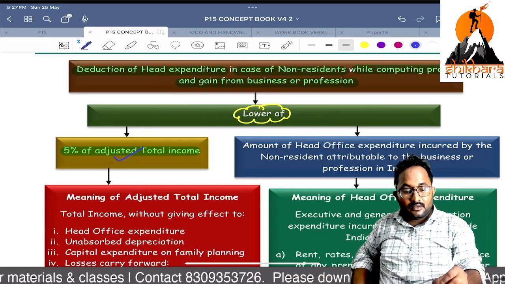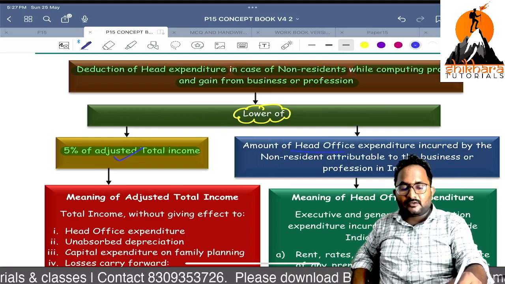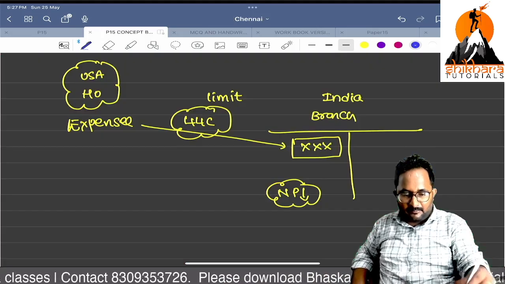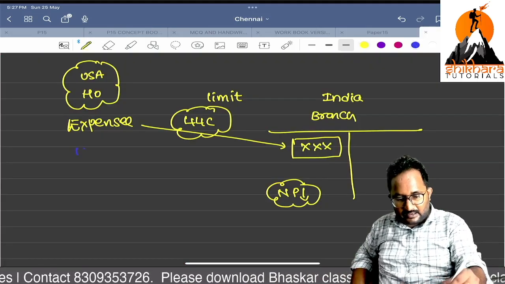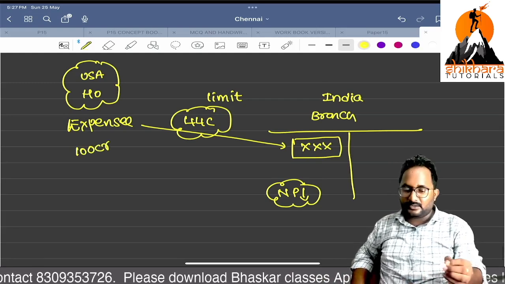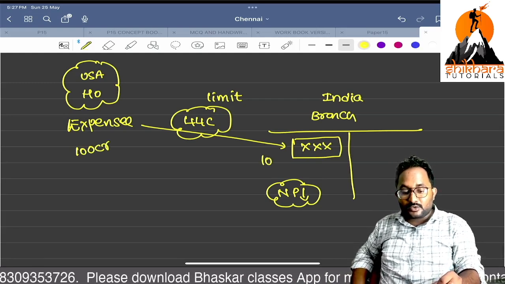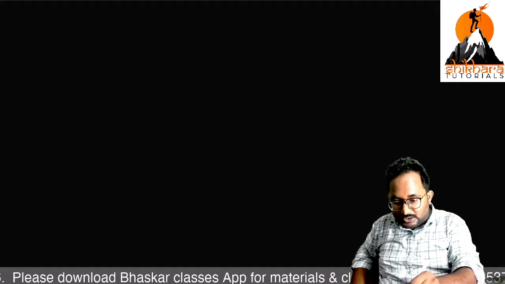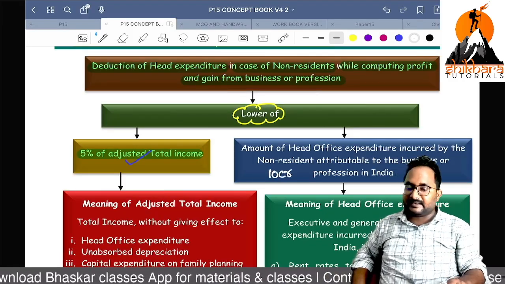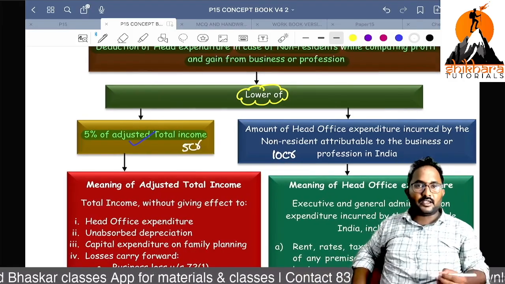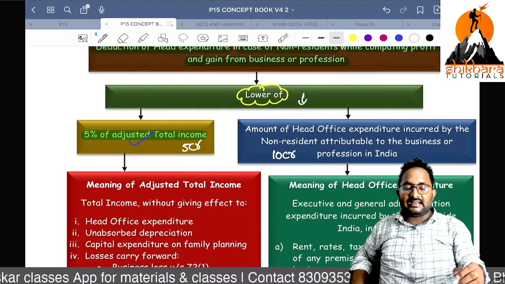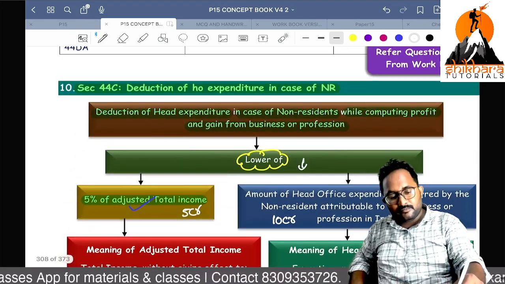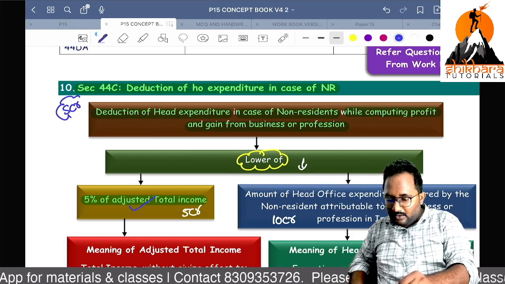Next one. Actual apportionment, example: 100 crores is the head office expenses with respect to the branches. Now, attributed to the branch is how much? 10 crore. Now the actual amount apportioned is how much? 10 crore. So this 10 crore, or we can compute 5% of adjusted total income. Suppose you got 5 crore here, whichever is lower you can take as deduction under 44C. 5 crore.